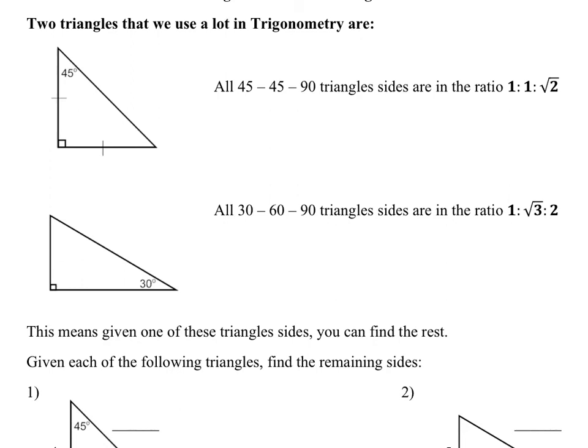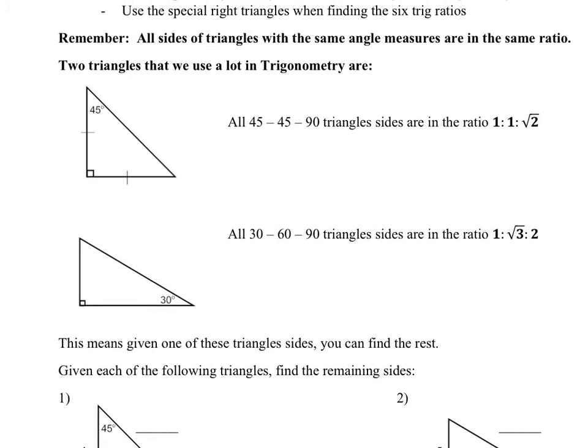Okay, so looking at these two right triangles, these are the super special right triangles that we deal with a lot in trig. The first one is the 45, 45, 90. I only put one 45 here, but you know this is 45, that's 90, so if all the angles of a triangle add up to 180, it has to be 45 there. The sides are in the ratio 1, 1, radical 2.